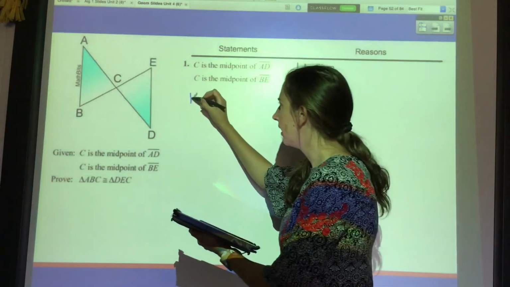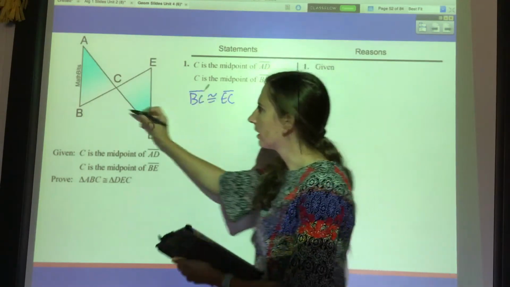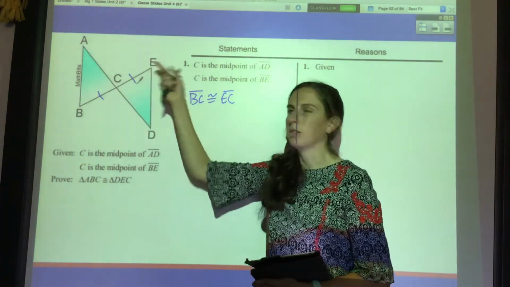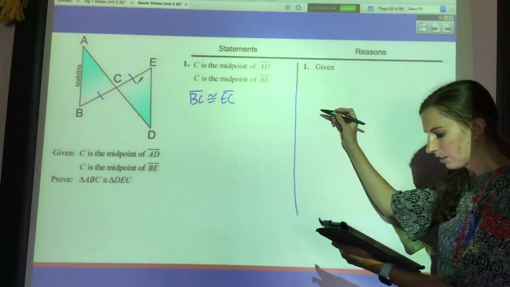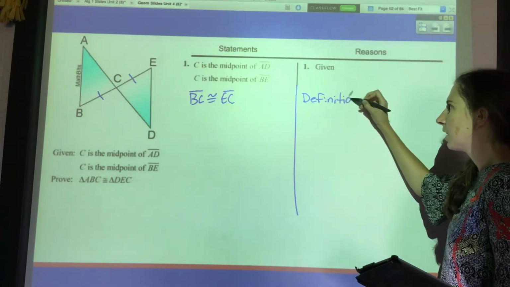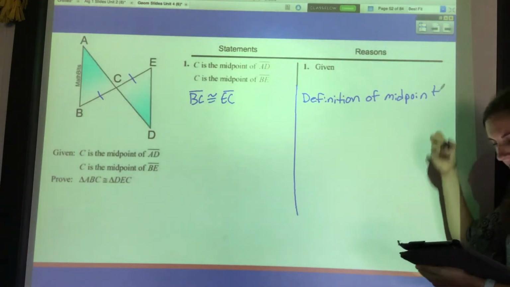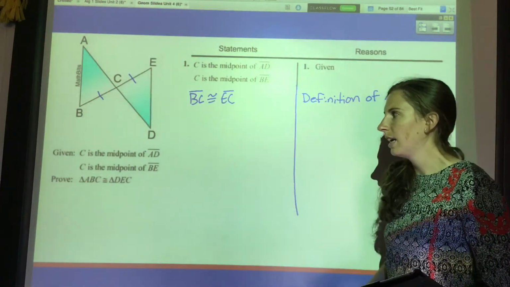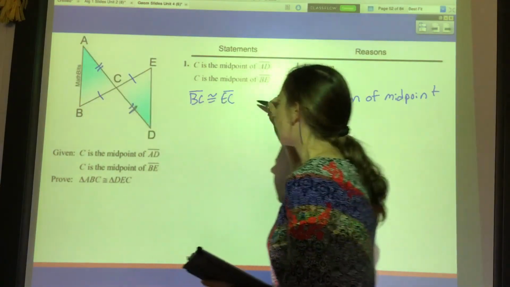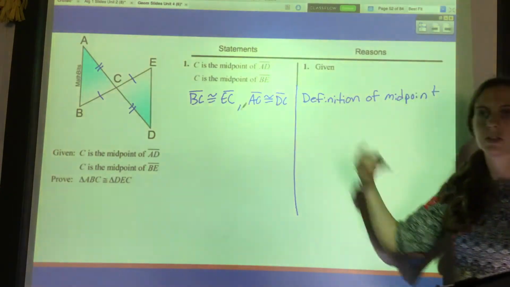So the first thing I'm going to say here is that BC is congruent to EC. Basically, these 2 are congruent. How do I know that? Well, it told me C was the midpoint, so those are the same. That's literally just the definition of midpoint. So I'm just going to put, that's the definition of what a midpoint is. Or you could say something like, a midpoint divides a segment into 2 congruent segments, anything like that. I also know that AC and DC are the same for the same reason. I'm just going to comma and put those on the same line.